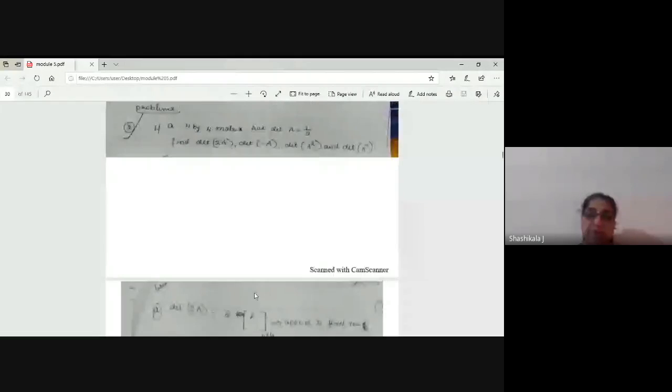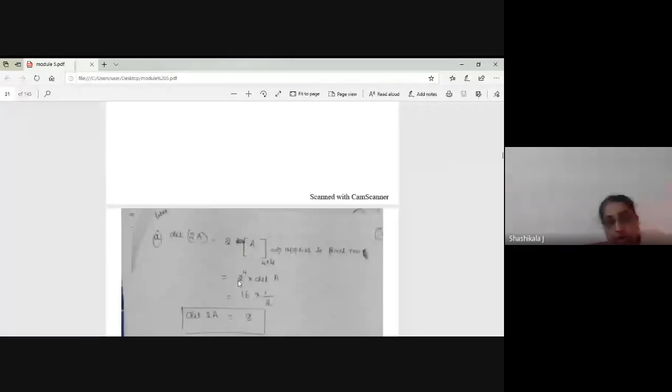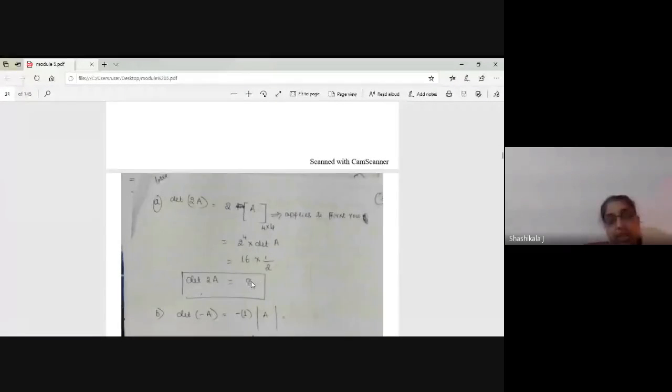Okay. So now find the determinant of 2a. You know that it is 2 into a. But when the 2 is taken outside, how many times? Because from all the four rows, I have to take this 2 as common. So it is 2 to the power of 4 into determinant a. So it is 16 into 1 by 2. So it is 8.